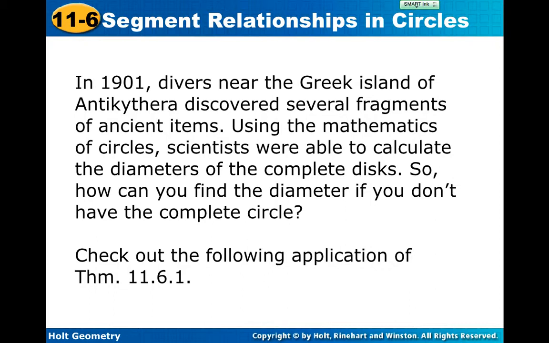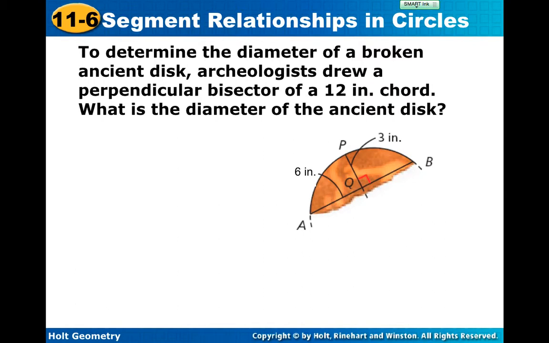Okay, 2 chords, and what did we do to the chords? Okay, perpendicular bisectors. So making a chord, doing the perpendicular bisector, making another one, doing the perpendicular bisector. So that was one way to find the center. We're going to use something similar to that on this story. To determine the diameter of a broken ancient disc, archaeologists drew a perpendicular bisector of a 12-inch chord. Now, they only drew one, and then from that they calculated the diameter. They didn't necessarily locate the center, but they calculated the diameter. Okay, how did they do that?